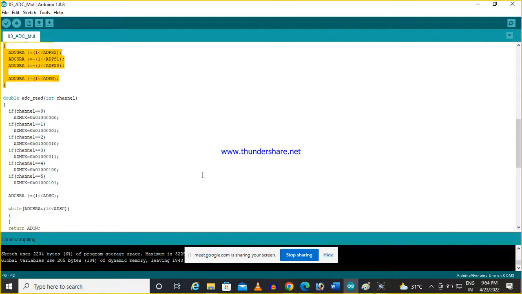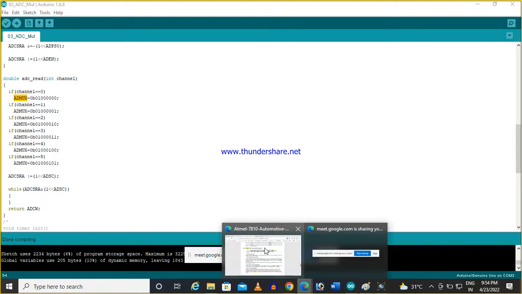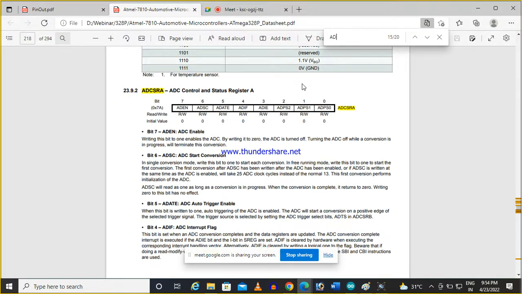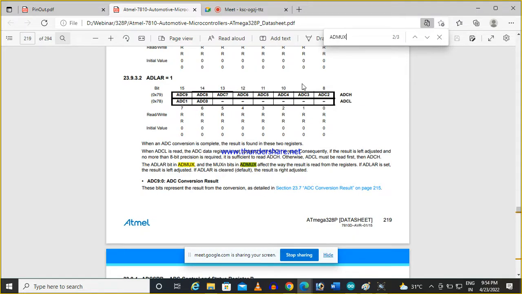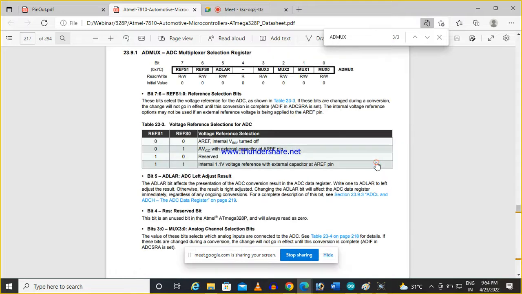Now coming to another function called ADC read. The argument of the function is the channel number: 0, 1, 2, 3, 4, 5. And here I have used one register called ADMUX. So let us see what ADMUX is. You see, this is the ADMUX register. So now go to the code.